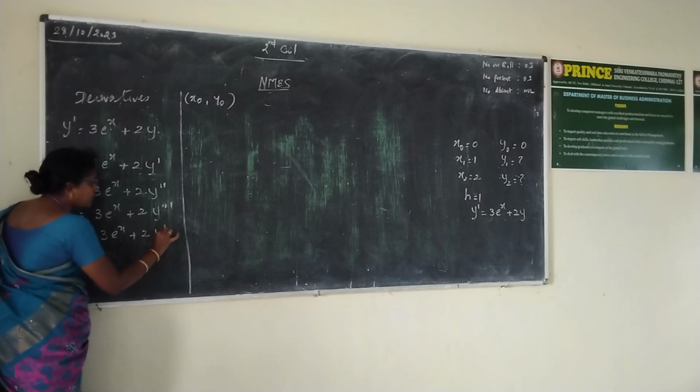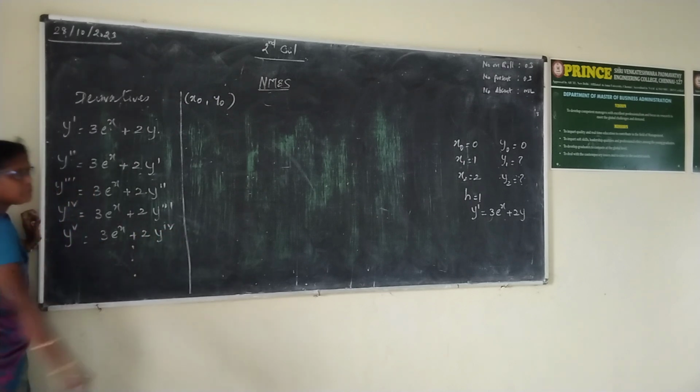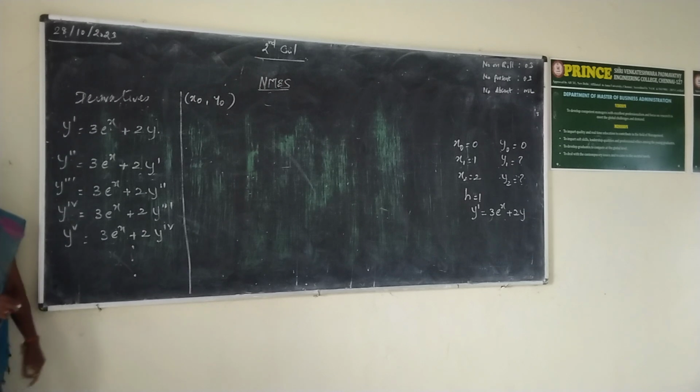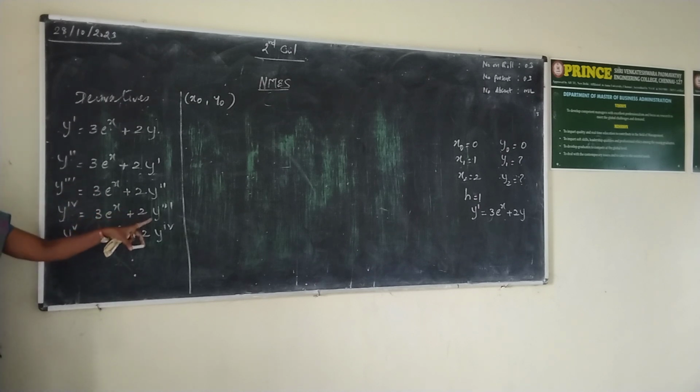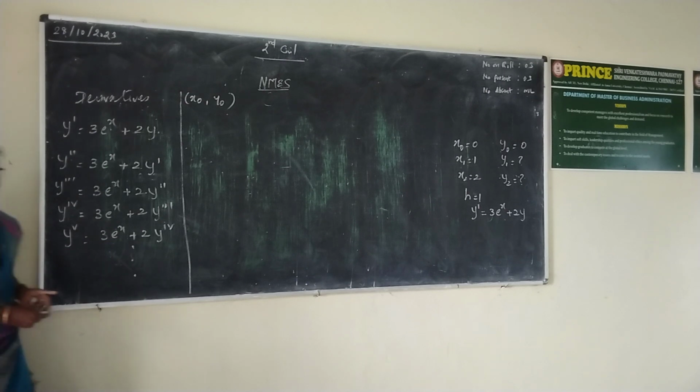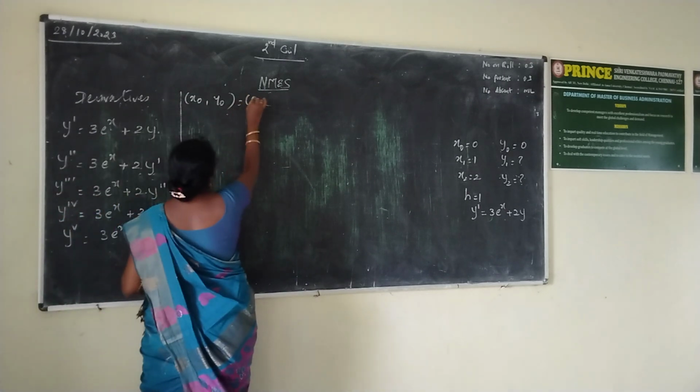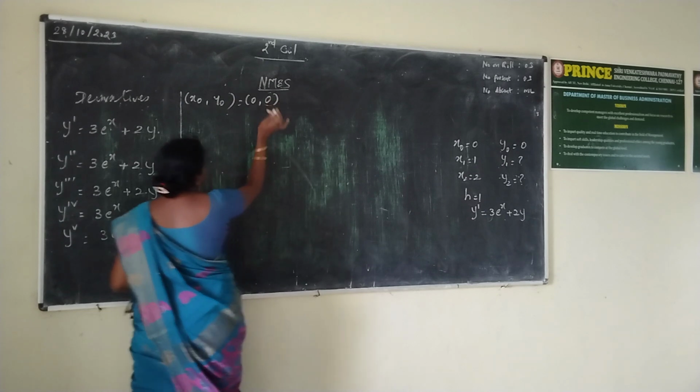Plus 2 into y fifth derivative, etc. Don't forget to put that etc. symbol. That is very important because it is an infinite series. What is the next column we have to do? Find the derivatives at x0 and y0. In these equations, replace all x and y with x0, y0. For this problem, x0 is 0 and y0 is also 0.